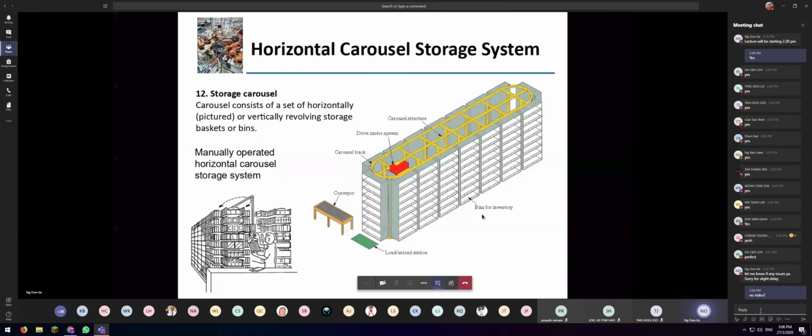Your horizontal carousel storage systems. So normally you will have a load unload station where you load, and then it will just rotate to give you free bins for inventory. They can be manually operated, but they can also be automated as well. And the space efficiency is good because you are only interacting with it on the long edge, and that's all.